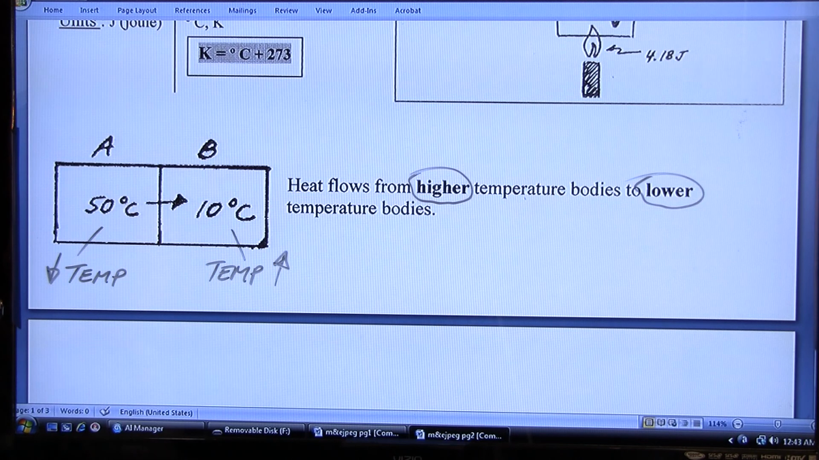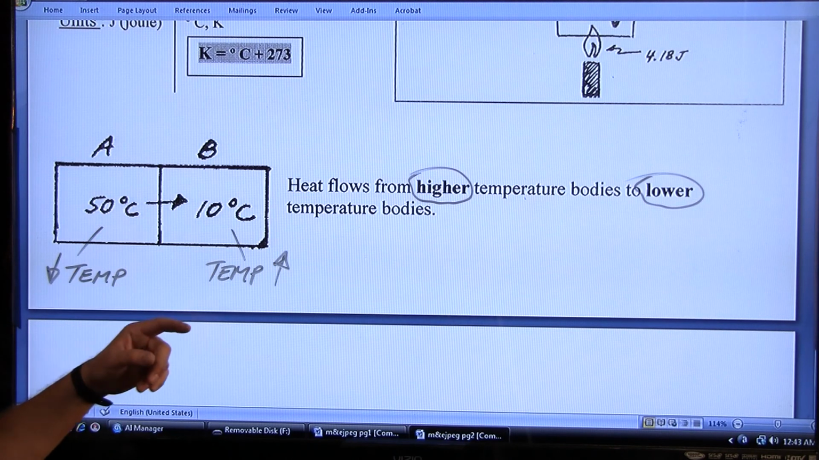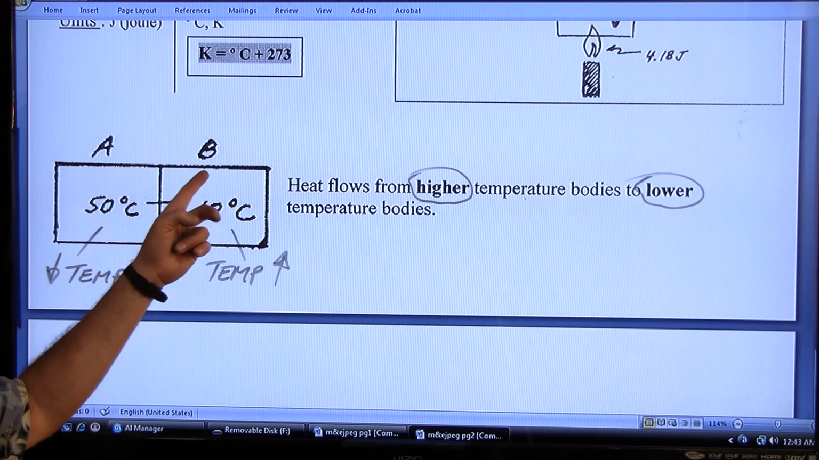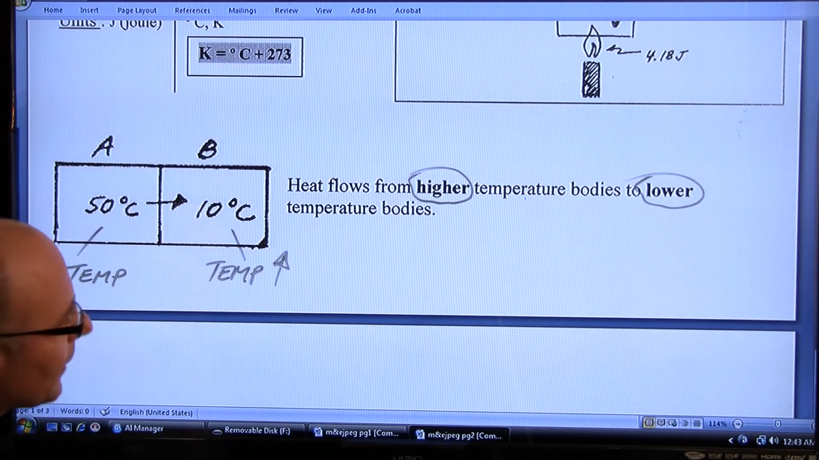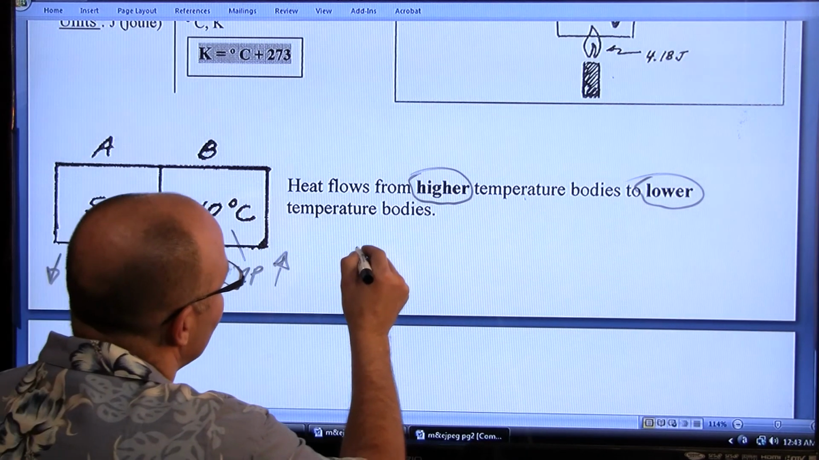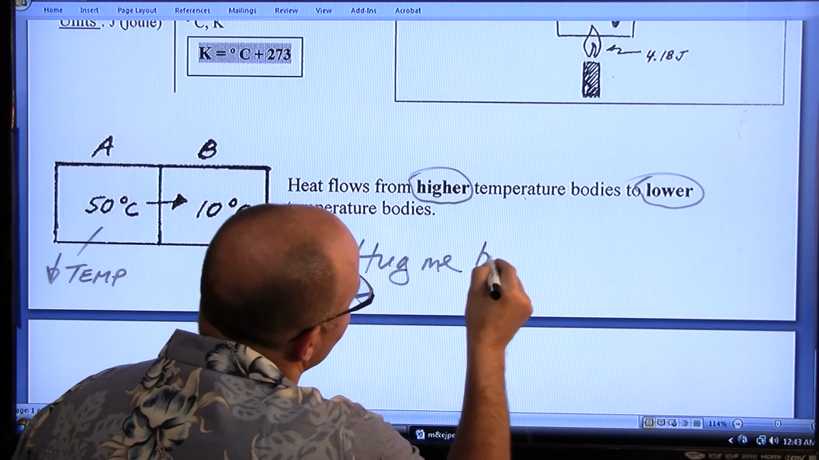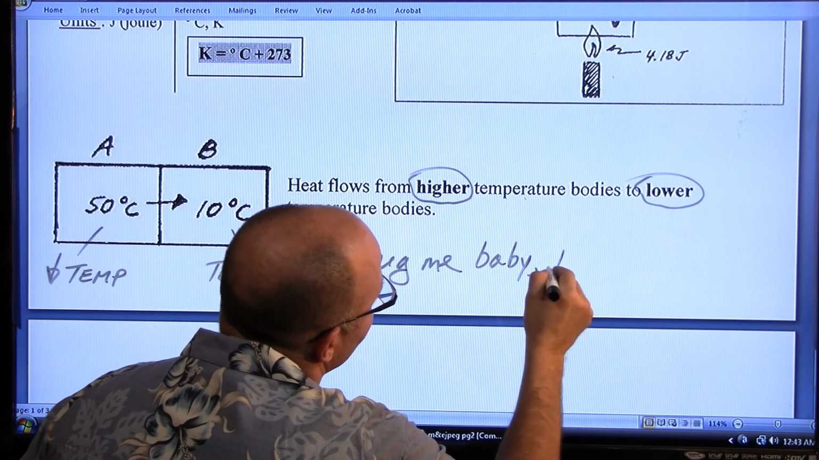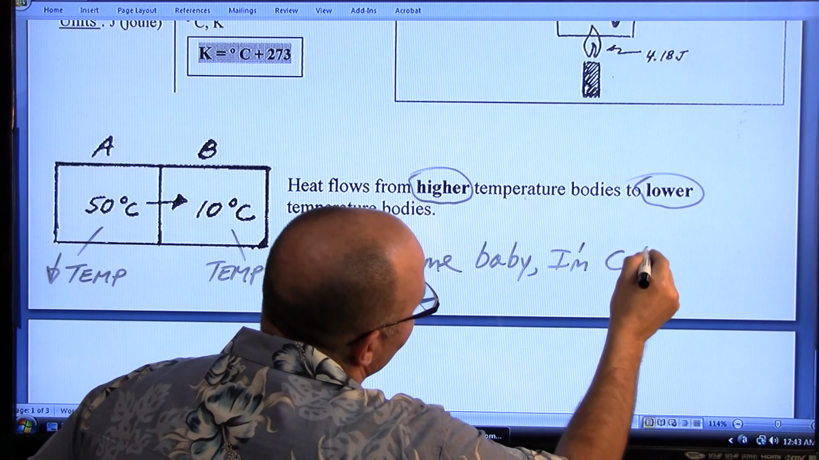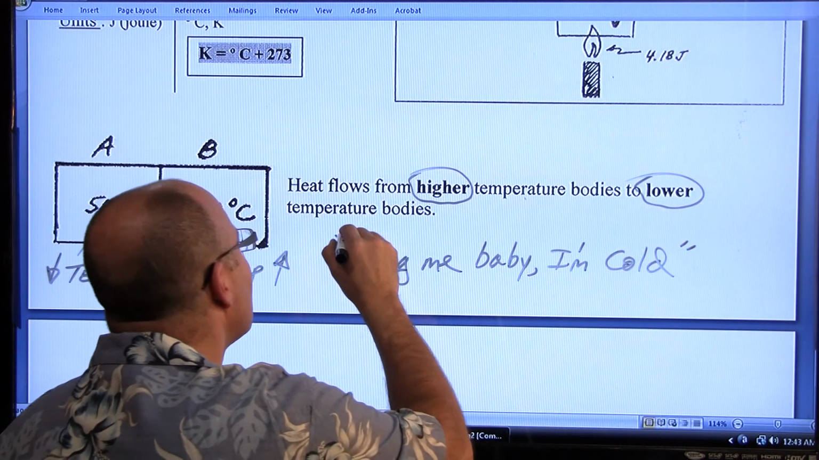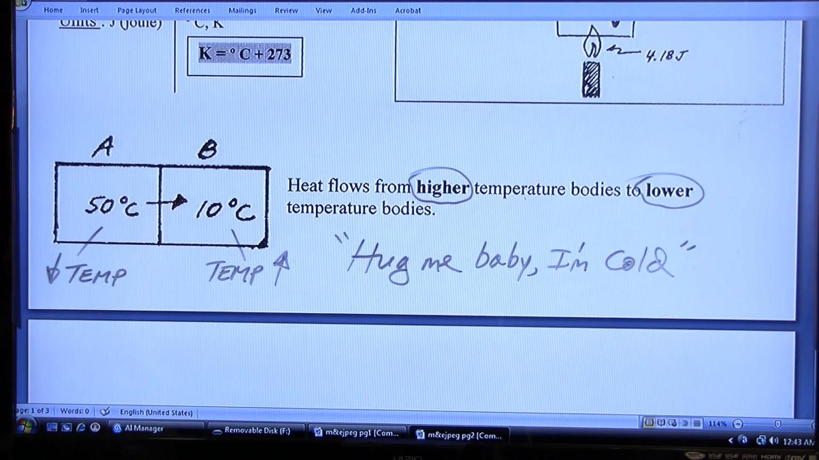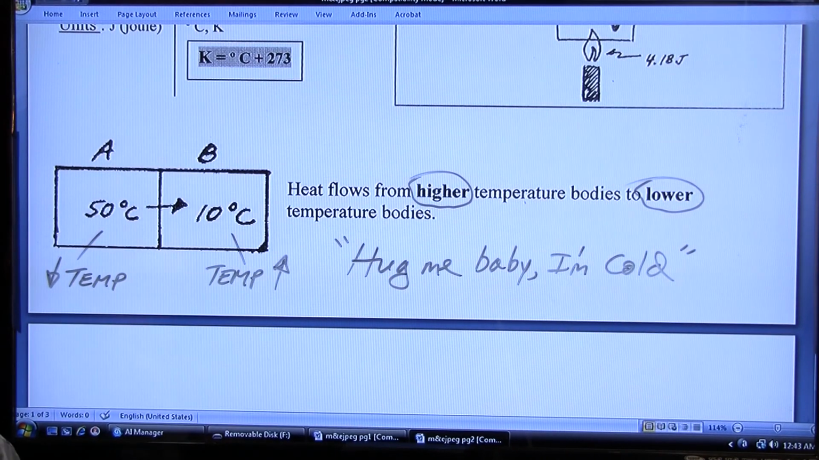An easy way to remember this is that B says to A, "Hug me, baby, I'm cold." Kind of corny, but it works. Puts a little romance into the chemistry too. All right, let's continue.